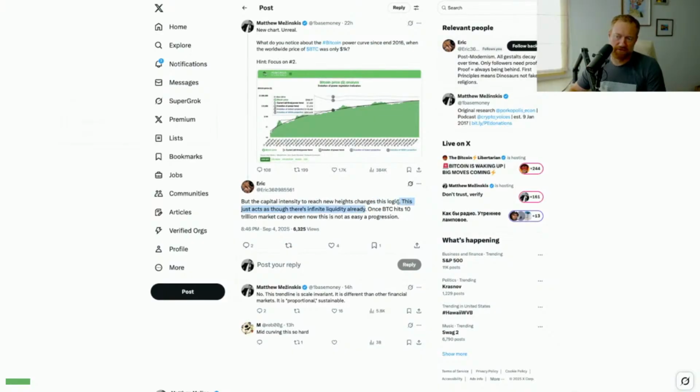I would agree with him, Eric here, if Bitcoin was on an exponential curve, then I would say that the capital intensity to reach new heights changes this logic. But this is a great question. But the nature of the Bitcoin curve actually addresses this precisely.